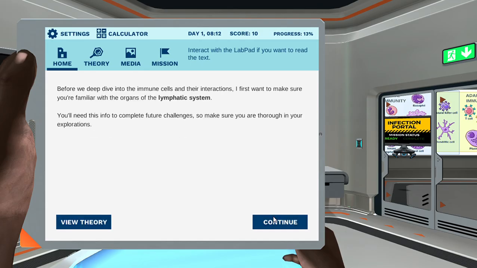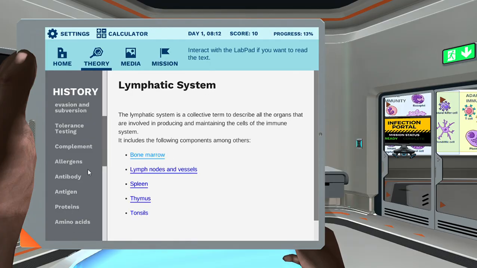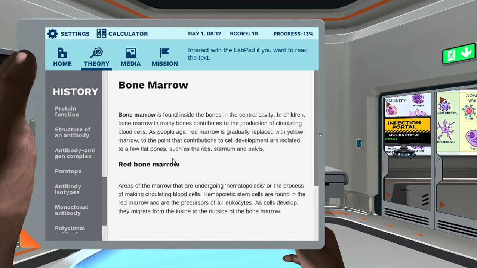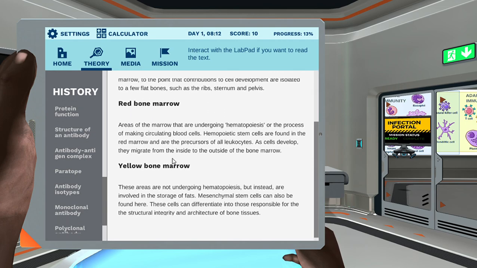Before we deep dive into the immune cells and their interactions, I first want to make sure you're familiar with the organs of the lymphatic system. You'll need this info to complete future challenges, so make sure you are thorough in your explorations.